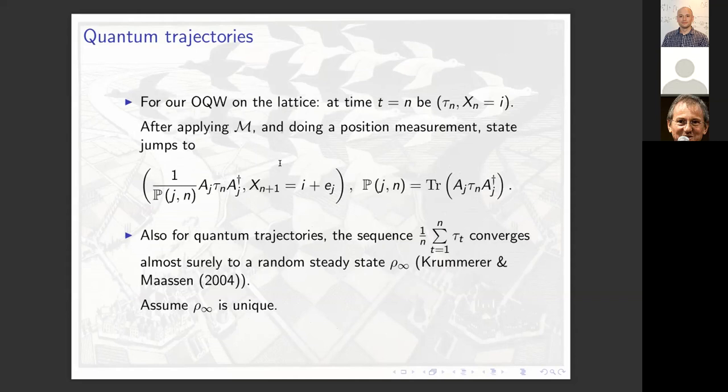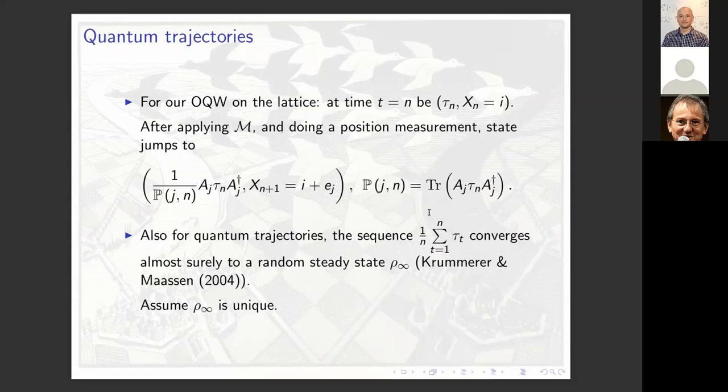We want to consider a homogeneous open quantum walk on a d-dimensional lattice, and this is what we have over here. This expression is the internal degree of freedom state, and this x of n+1 describes the position after you apply the map and perform a position measurement. Again, this probability is the trace of that expression. Also a key ingredient for what we're going to do.